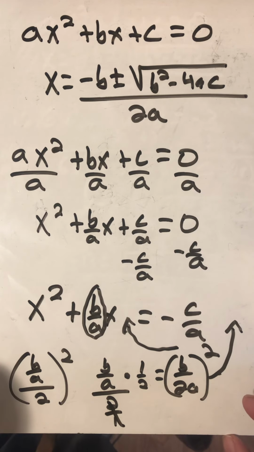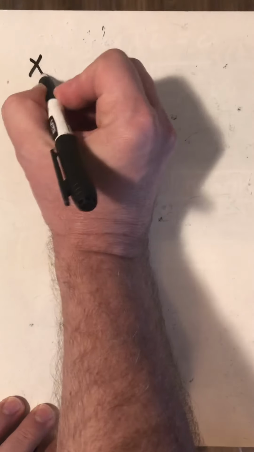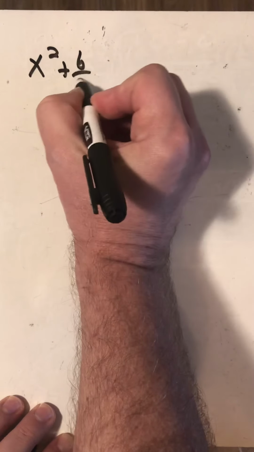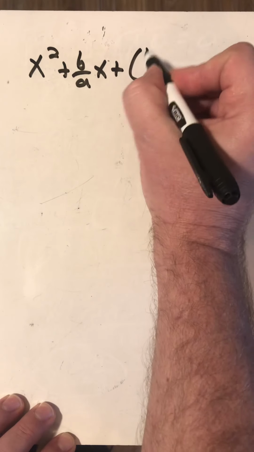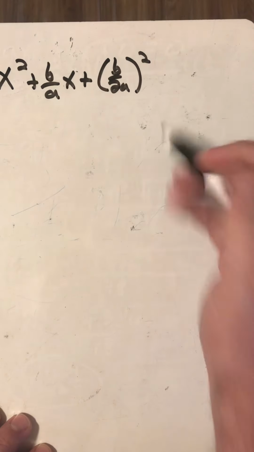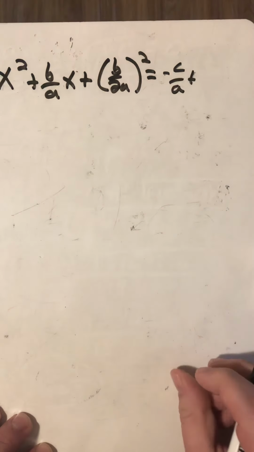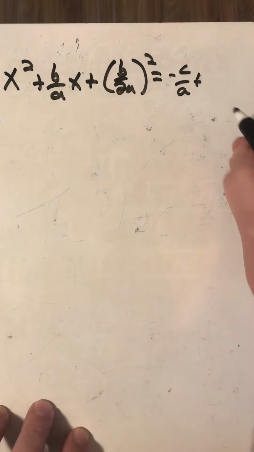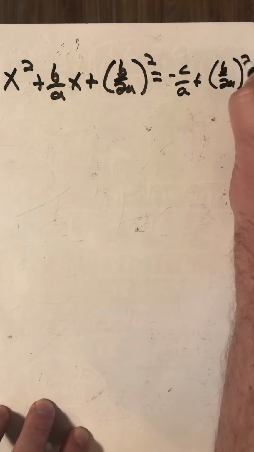And we're going to add that to both sides of our equation before we factor our perfect square trinomial, okay? So we're going to have x squared plus b over ax, and then I'm going to add that term that completed my square, b over 2a squared, and I'm going to set that equal to negative c over a. And remember, I've got to add the term that completes my square to that side as well, and that would be the b over 2a squared.